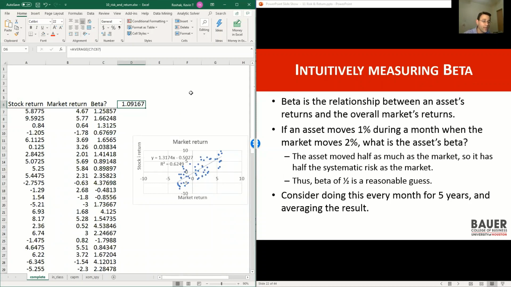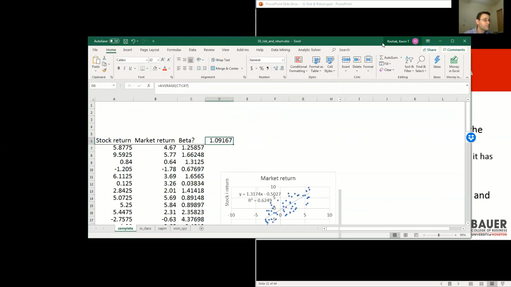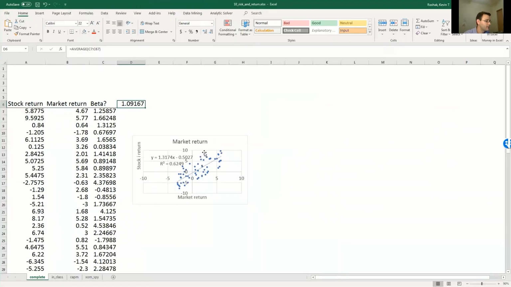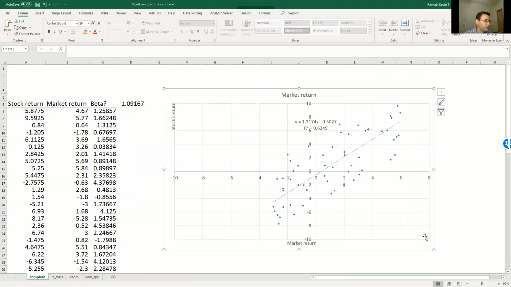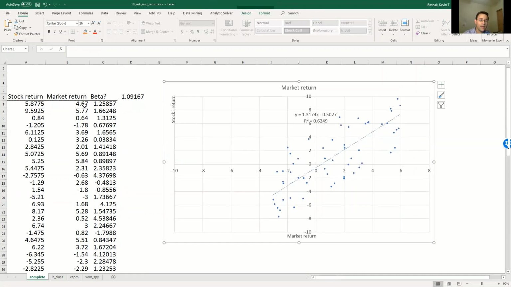Now, the other way that you can calculate the beta is to plot returns against each other. That's what I did with this figure here. I'll make that a little bit bigger for you. I just picked a bunch of stock returns and overall market returns, and then I plotted them against each other. Put the market return on the x-axis, it's going between 4% and 6%, and then I put our stock's return on the y-axis, goes from minus 10% to about 10%, and then I plotted the relationship between them.